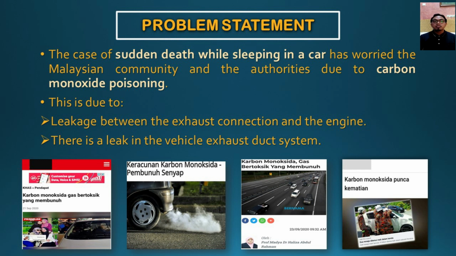For information, among the causes of CO poisoning in vehicles is a leakage between the exhaust connection and the engine. Therefore, the leaked gas will enter the car cabin space through the air conditioning system and small gaps. For this reason, many people misunderstand and say the air conditioning system is the cause of CO poisoning. But the real cause of CO gas poisoning is leaks that occur in the connection between the exhaust and the engine, as well as leaks in the exhaust duct system of the vehicle itself.